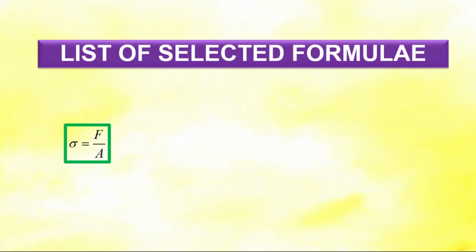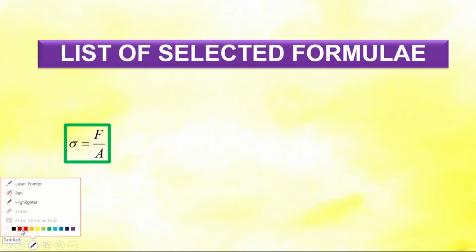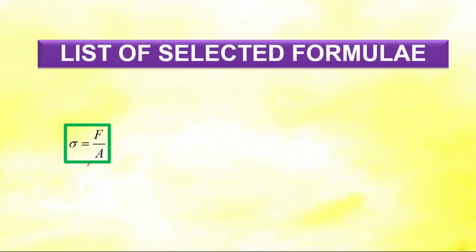Stress with symbol sigma. So stress equals to F per A. F is force and A is area. So the unit for stress here is Newton per meter squared.